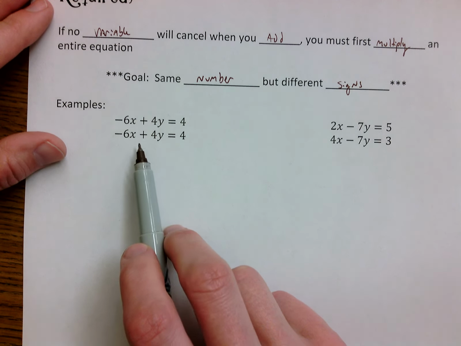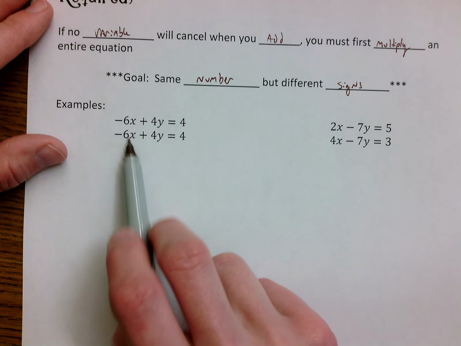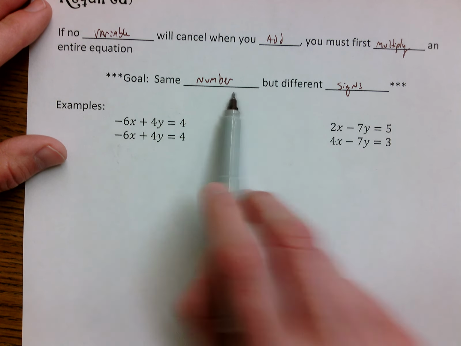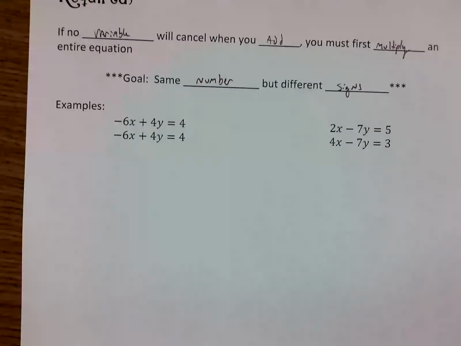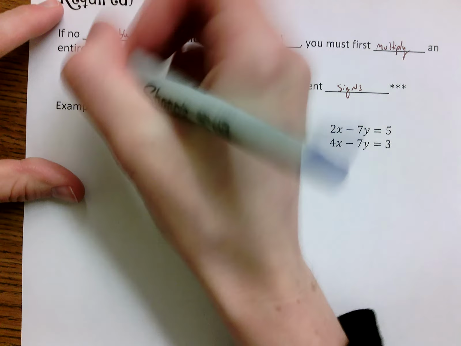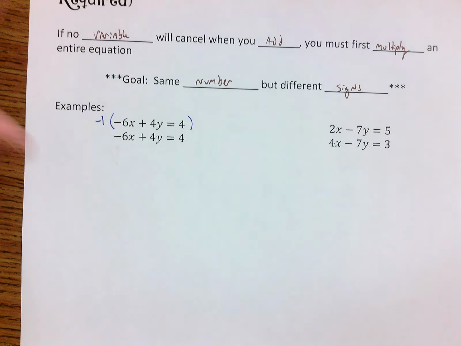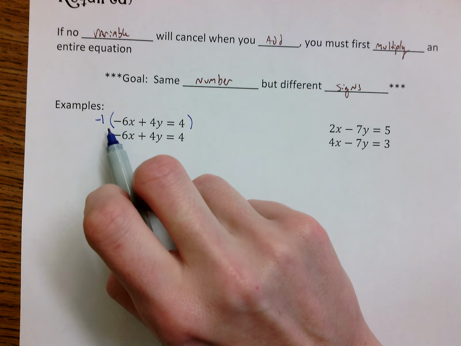So this guy right here, if I look at, say, the x's, these have the same number in front of them, but they're also the same sign. So we have the same number, but we don't have different signs. That's a problem. We're not going to be able to just add these together. So I'm going to multiply one of these equations by -1, because multiplying -6 by -1 will change the sign. And that's all that I need to do.